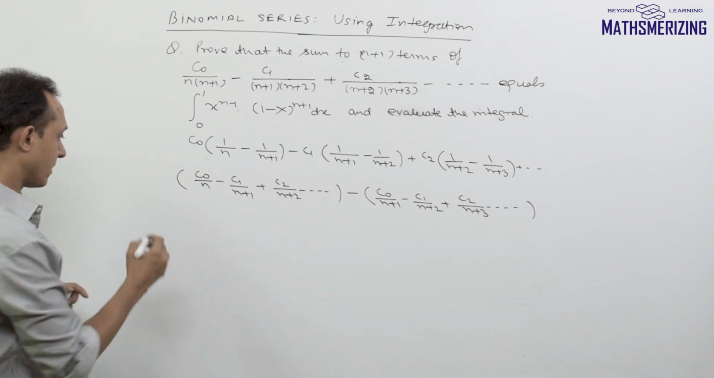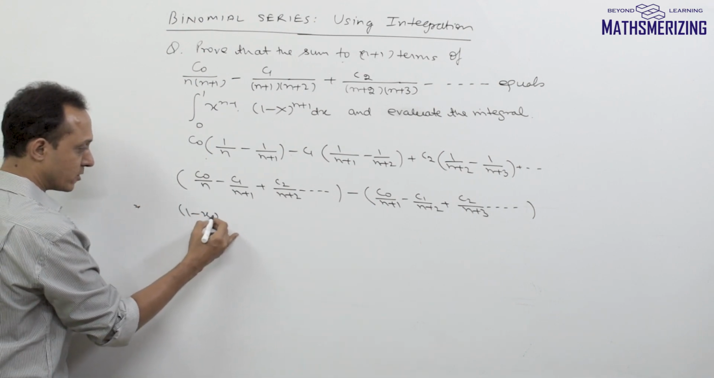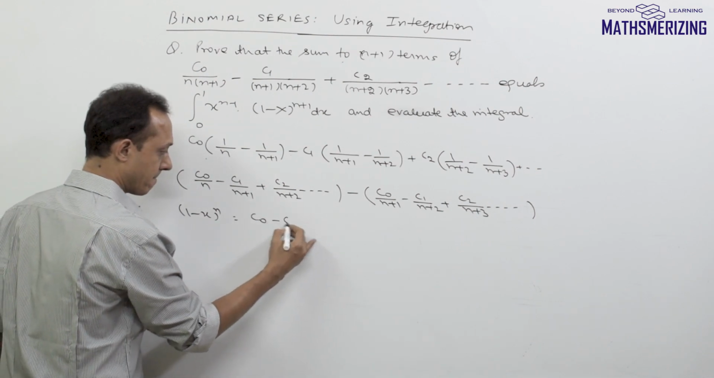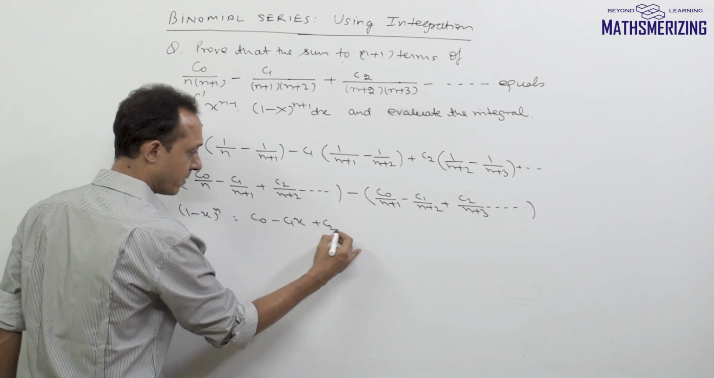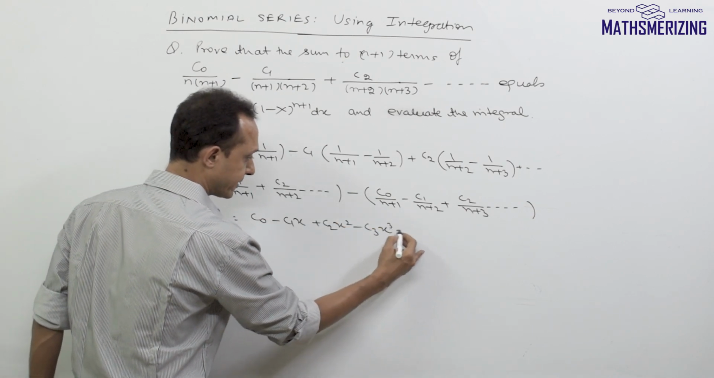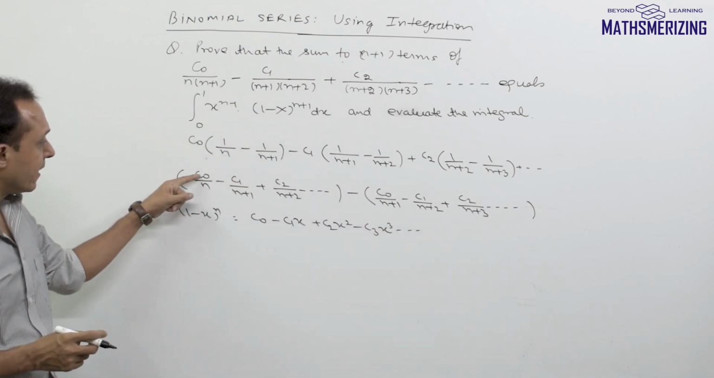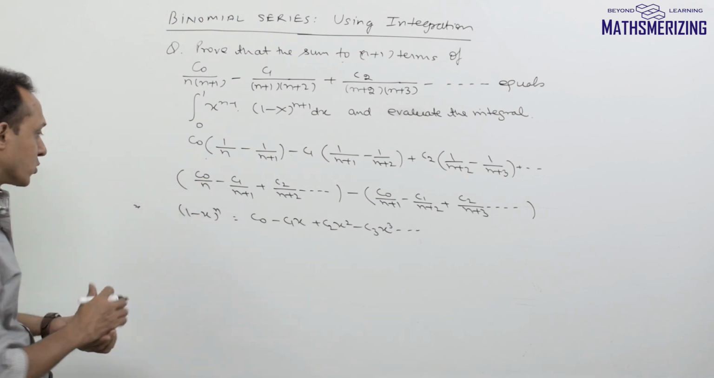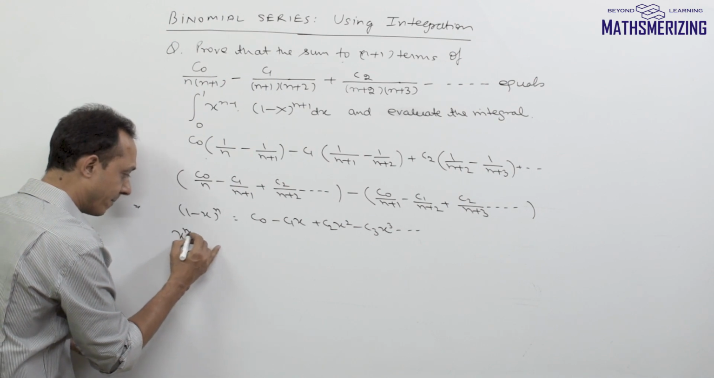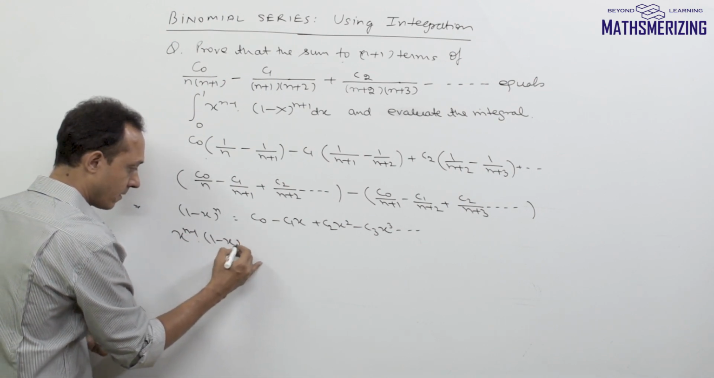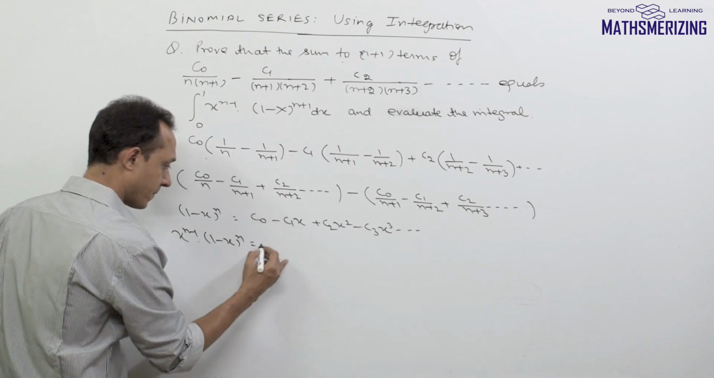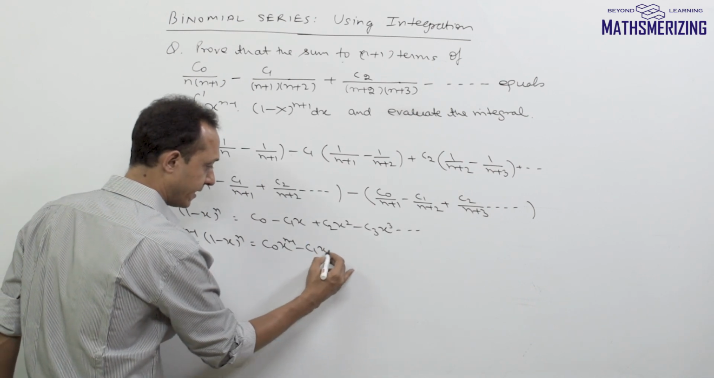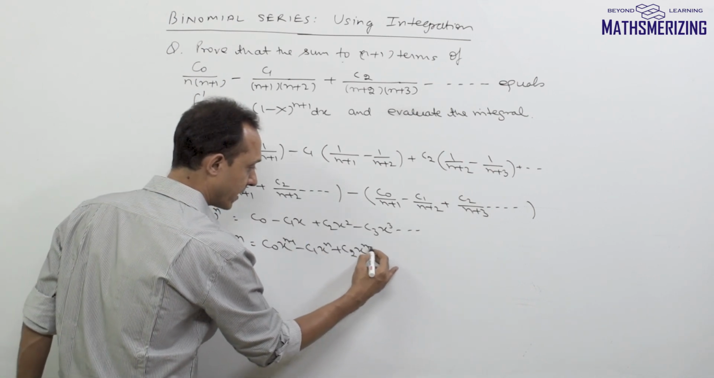Now for this series, I'll take (1 minus x) to the power n. So I'll write it as c0 minus c1x plus c2x square minus c3x cube. Now here I'll need c0 upon n, so the power of x should be n minus 1. So I'll multiply by x to the power n minus 1. Multiplying x to the power n minus 1 with (1 minus x) to the power n gives c0 x to the power n minus 1, c1 x to the power n, c2 x to the power n plus 1.